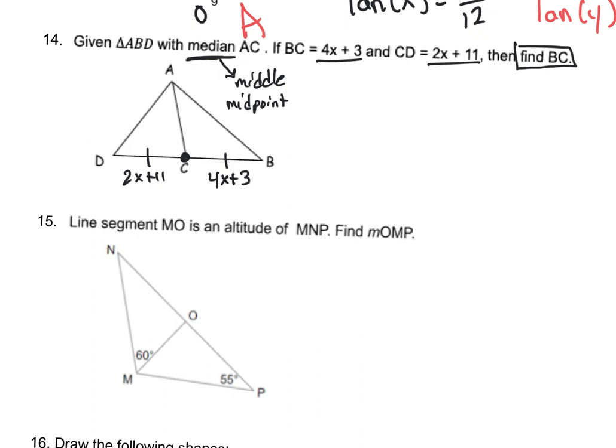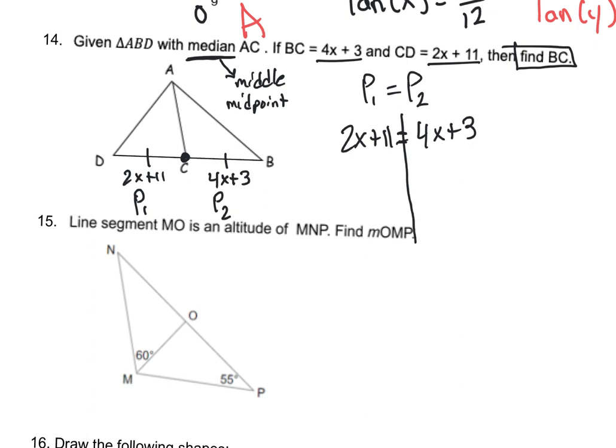Find BC. Right? So once we find x, remember that we need to go back and plug this in. We know that these two parts are equal. I'll call this part 1, call this part 2. We're going to do part equals part. The two parts are equal, right? So 2x plus 11 equals 4x plus 3. Just draw my line, and let's do some algebra.